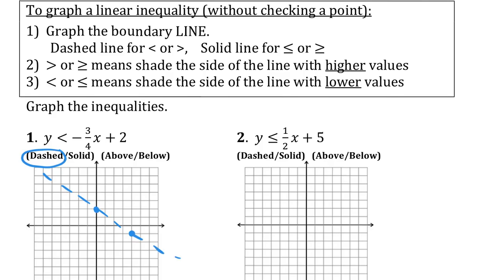Okay, and then this says y is less than. Less than means lower, so I'm going to shade below the line. If you can tell which of these sides is below, you just shade below. If not, find a point, go down. That's the side you want to shade.